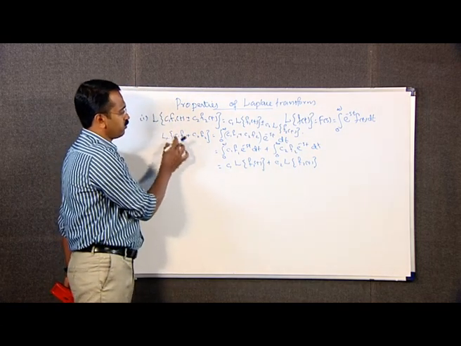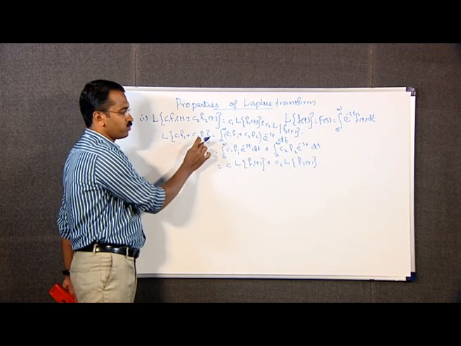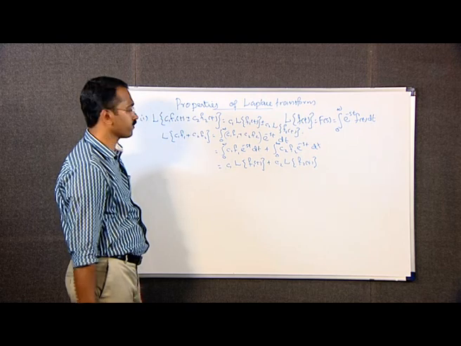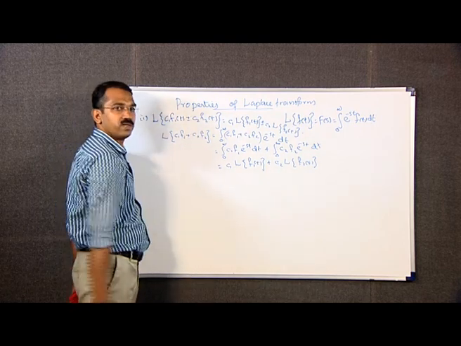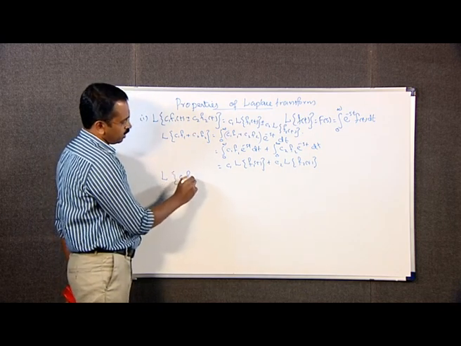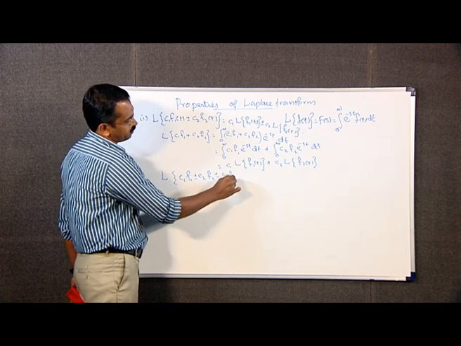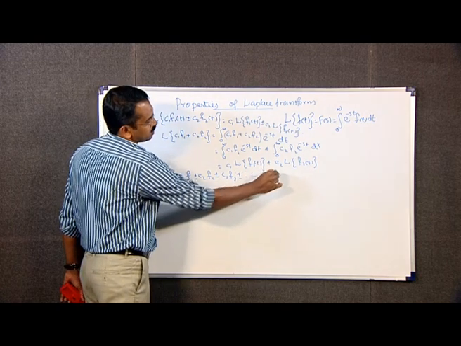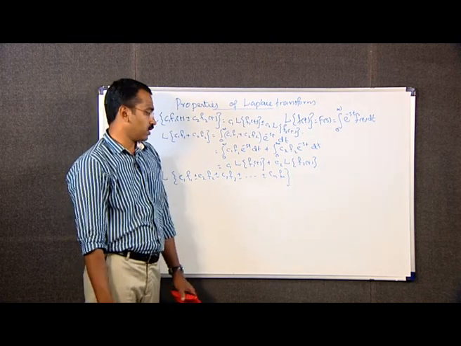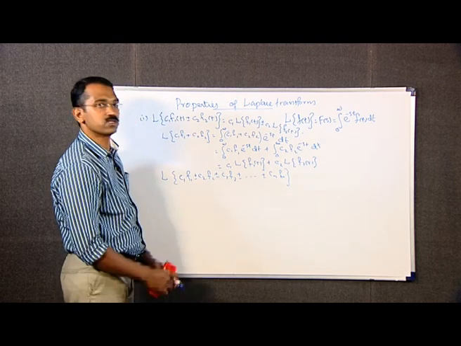Similarly, we can prove L of c1 f1 minus c2 f2 is equal to c1 into L of f1 of t minus c2 into L of f2 of t. We can generalize this property for n functions. That is, Laplace transform of c1 into f1 plus or minus c2 into f2 plus or minus c3 into f3 plus or minus etc. plus or minus cn into fn, where c1, c2 etc. cn are n constants and f1, f2 etc. fn are n functions of t.